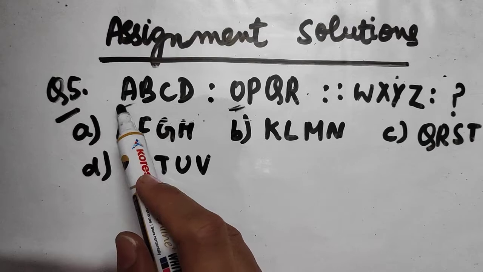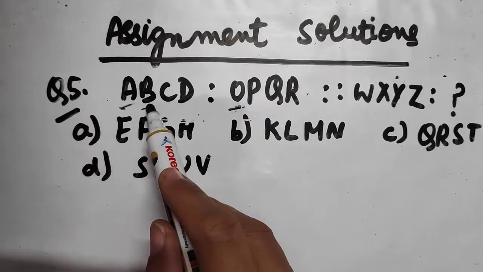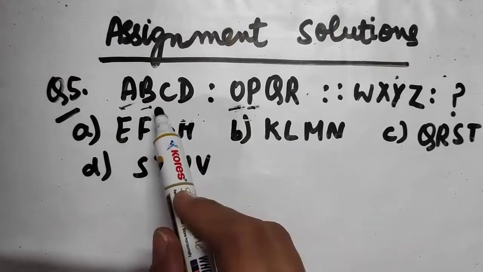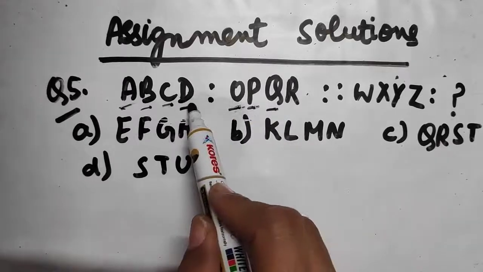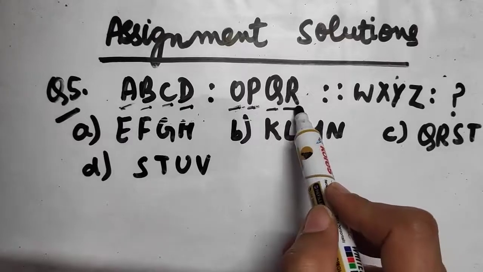So if I move A 14 steps forward, then I will write O. B is moved 14 steps forward and it is written P. C is also moved 14 steps forward, then Q is written. D is moved 14 steps forward, and then R is written.